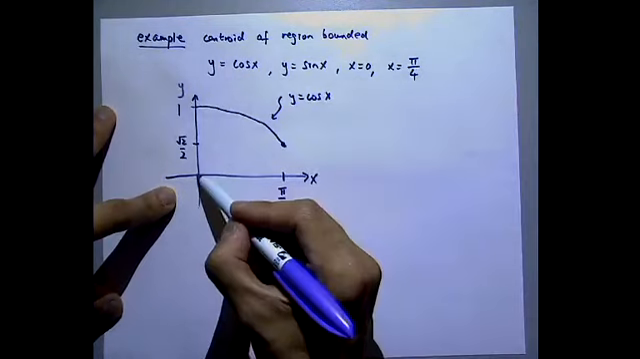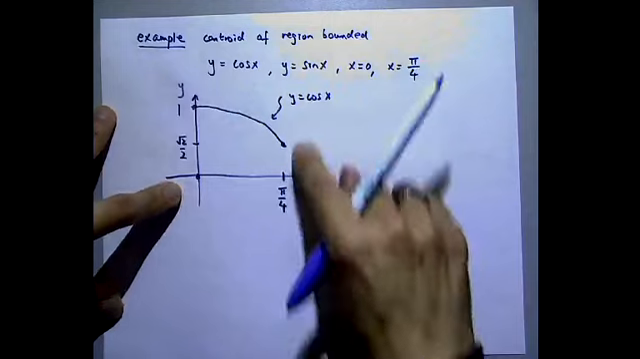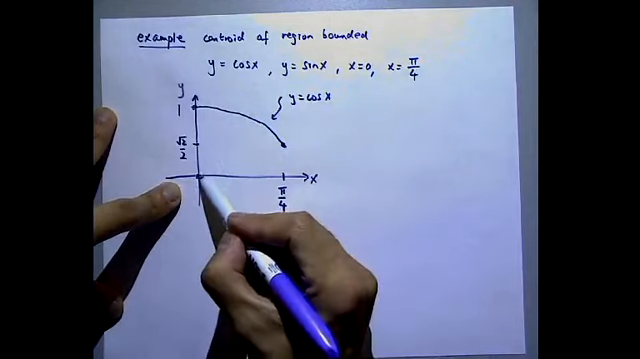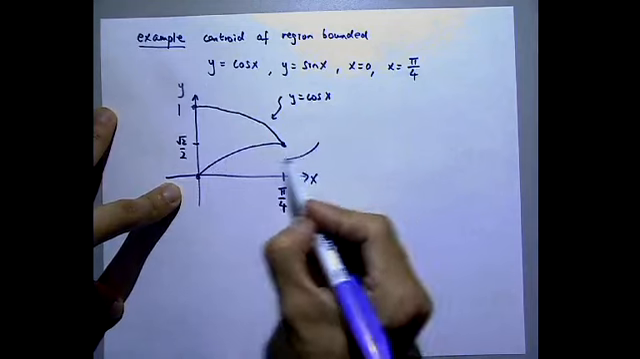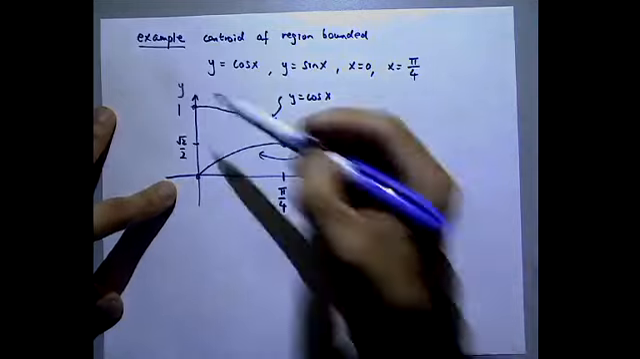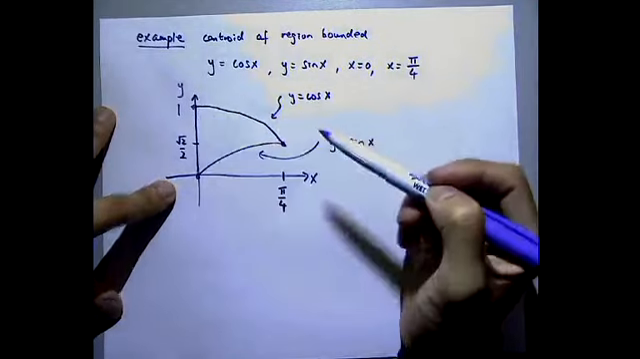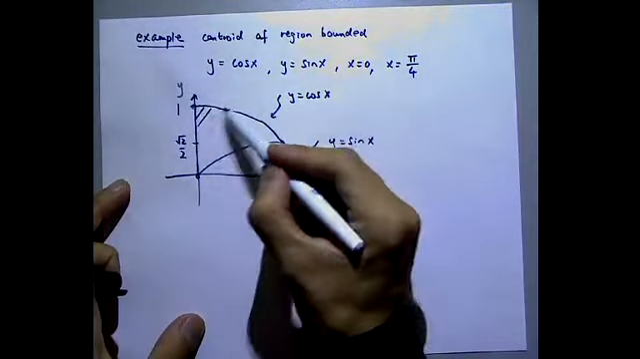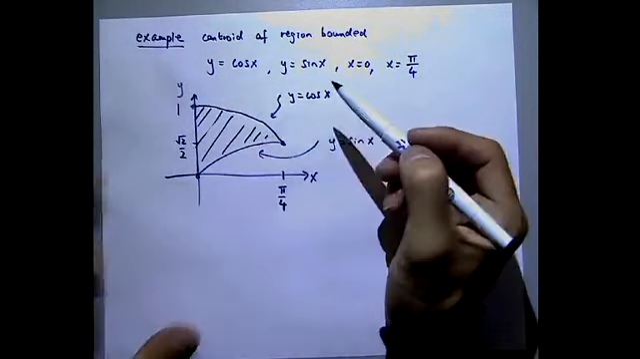And sine starts at 0, and sine at pi over 2 has the same value as cosine. So we get this kind of shape. Okay, so here's my shape.